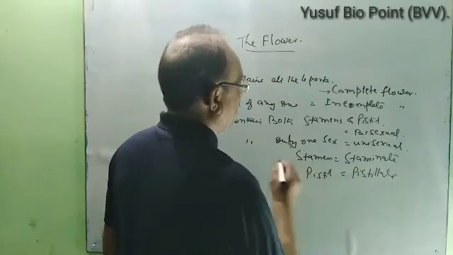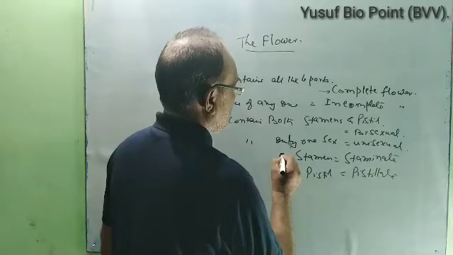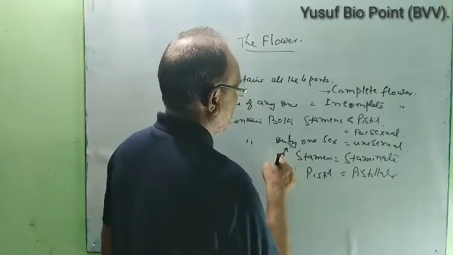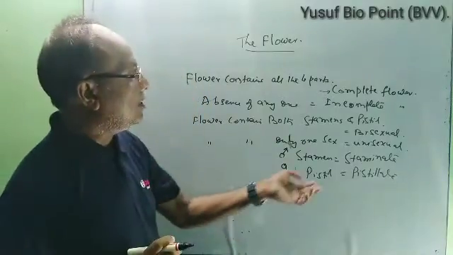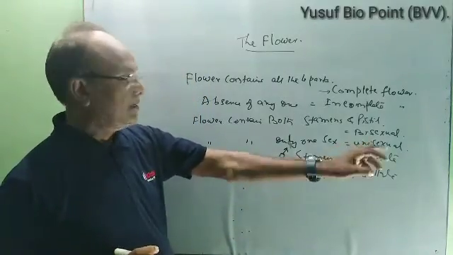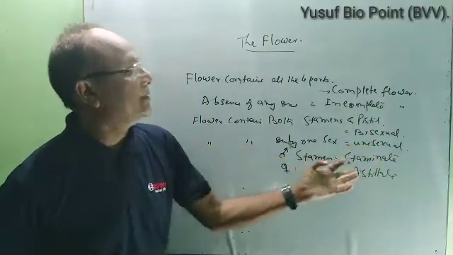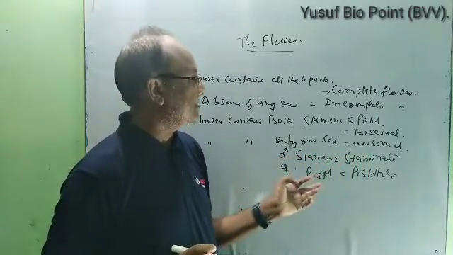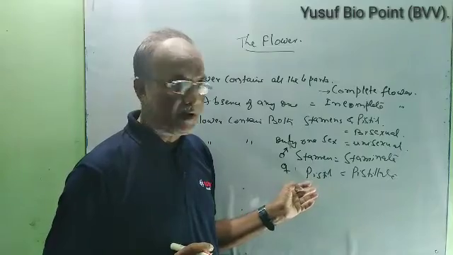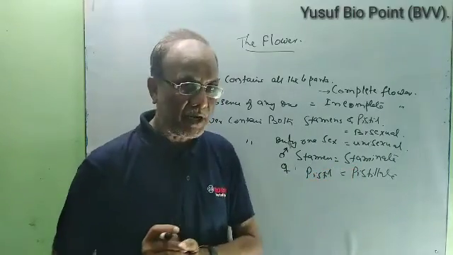This is the symbol of male, and this is the symbol of female. So if the flower is unisexual and contains stamens, the male reproductive organ, that will be called staminate. If it contains the female reproductive organ, that will be called pistillate.